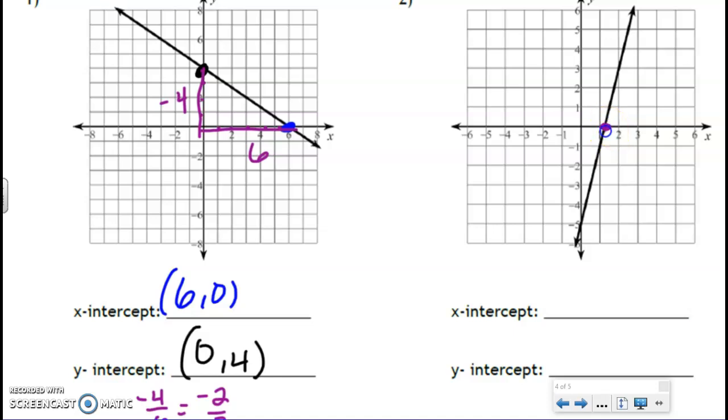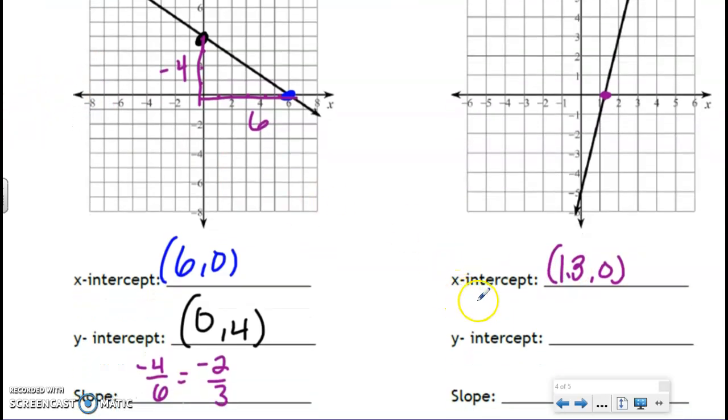This isn't an exact point here, so I'm going to approximate that at about 1.3. Okay, you could do 1.5, somewhere around there. It is not at 1, clearly, so be careful with that. And then my y-intercept is at -5, so I'm going to do 0, -5.